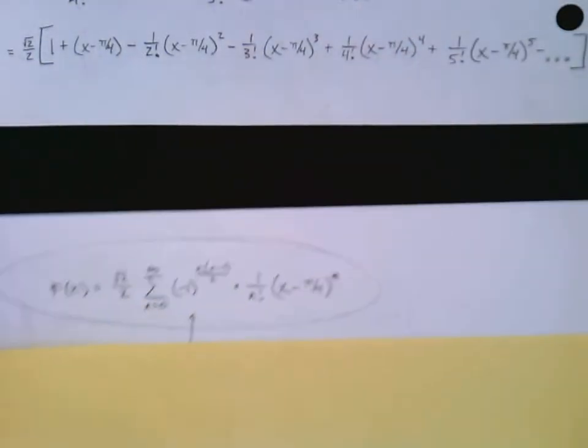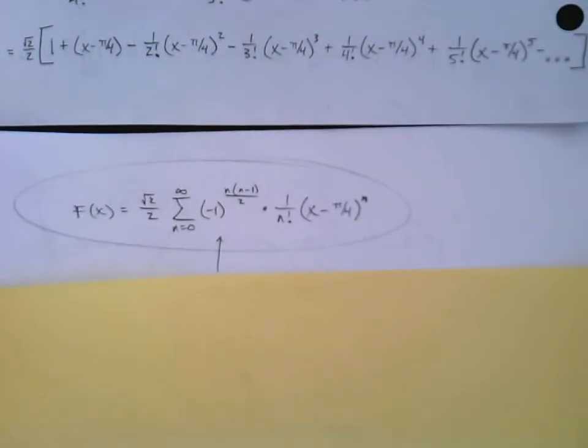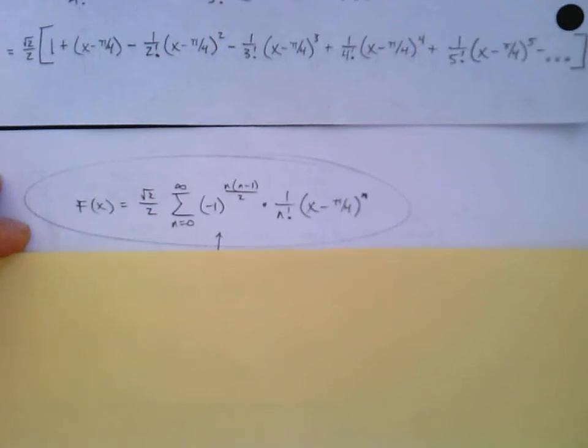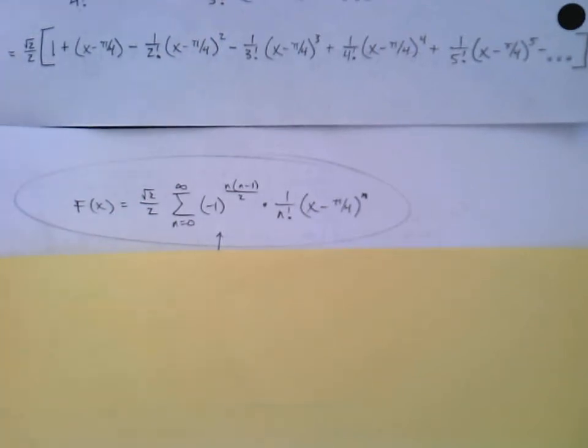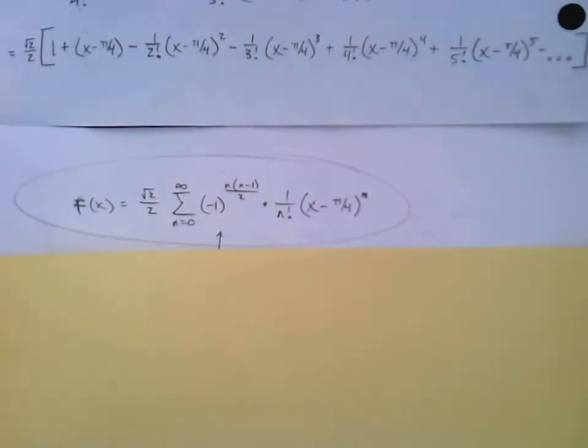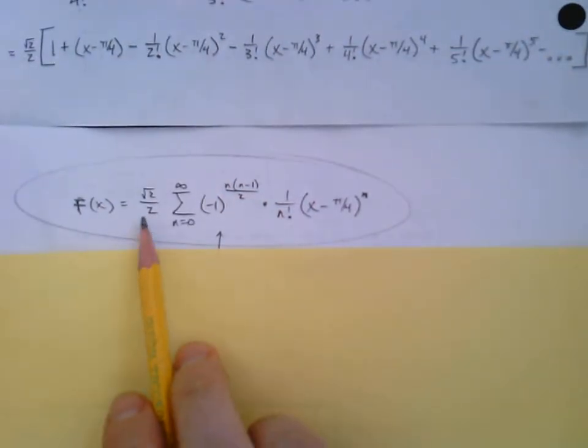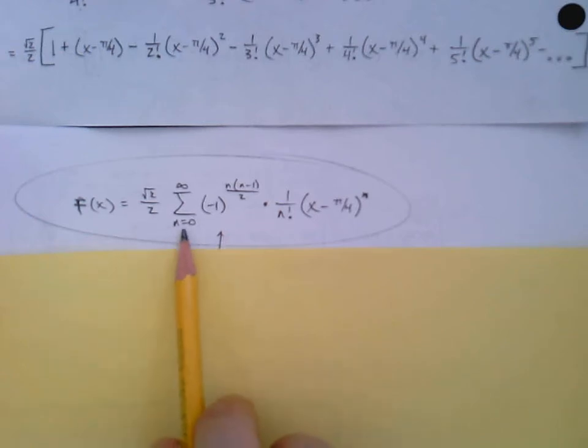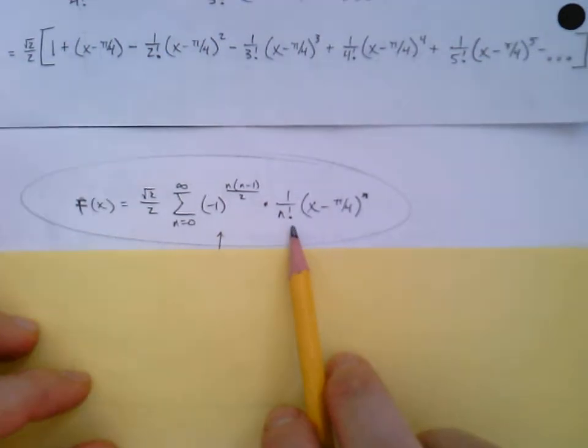it turns out this is the pattern. And most of it isn't too bad, isn't too hard to figure out. One aspect of it is pretty challenging. So f of x will equal, well, we've got that root 2 over 2, so that's just outside everything. Let's go ahead and start at n equals 0. Let's skip this part for the moment and just look at the easier parts.